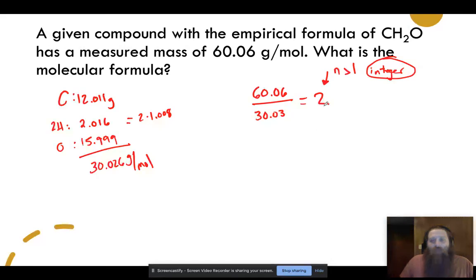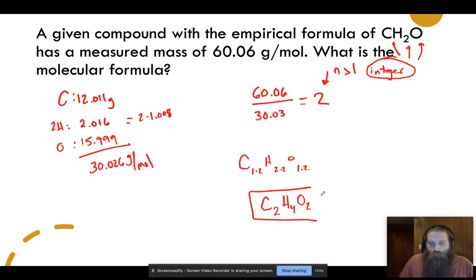The last thing I'm going to do is take that 2 and I'm going to multiply it by these subscripts in my empirical formula. So I'm going to do C1 times 2, H2 times 2, and O1 times 2. And that's going to give me C2H4O2. And there's my molecular formula. Remember, molecular formulas are not reduced. Empirical formulas are reduced. All right, that's something you want to keep in mind.